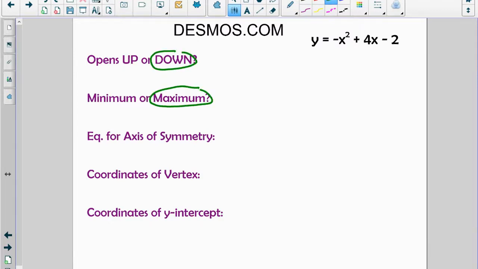Did you have that? Our vertex was at 2, 2. Our y-intercept, we said, was at 0, -2. The only thing missing there is that equation for the axis of symmetry.